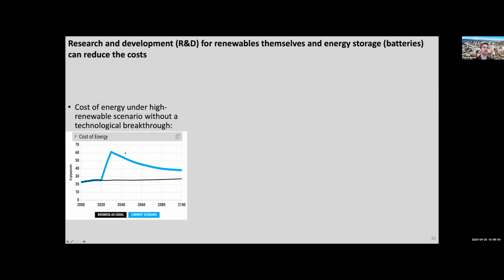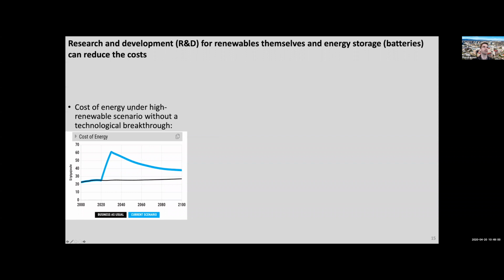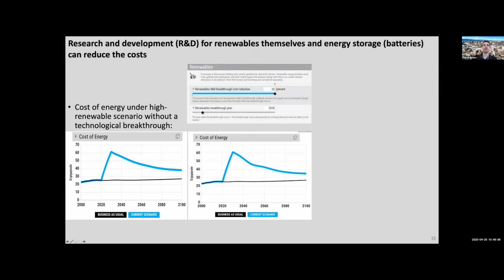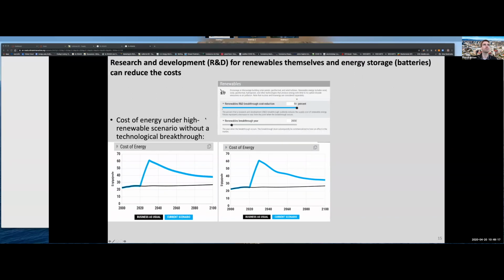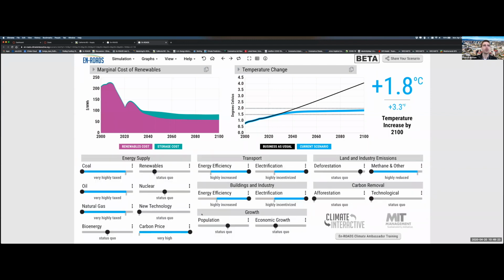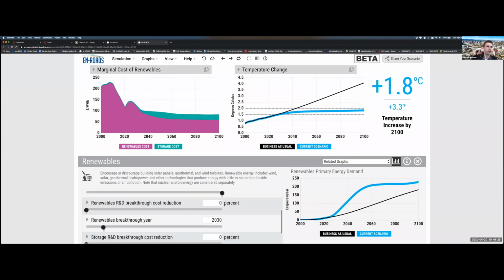So here's our plot from before of the cost of energy in the default assumptions, cost of energy under high renewable scenario without a technological breakthrough. But there are levers in here that you can manipulate to be more optimistic about a technological breakthrough. So there's this drop down under renewables. If I just click on renewable and then go down here to renewable R&D breakthrough cost reduction.